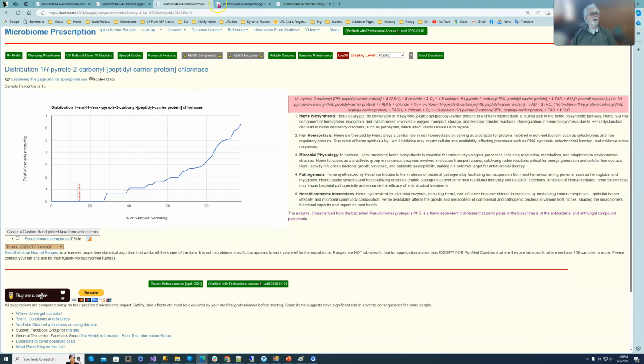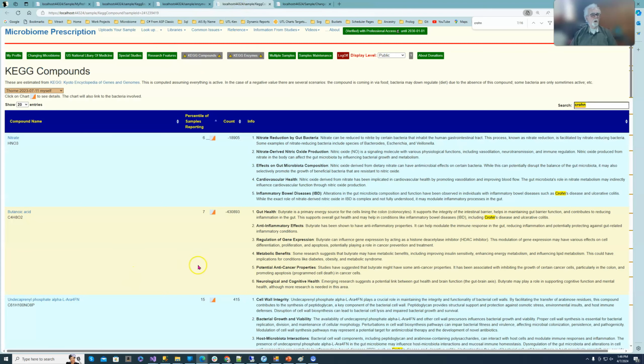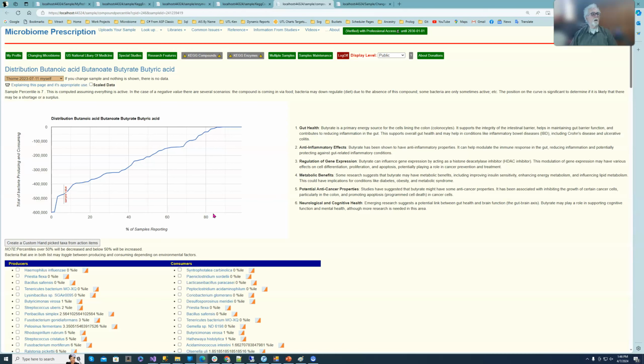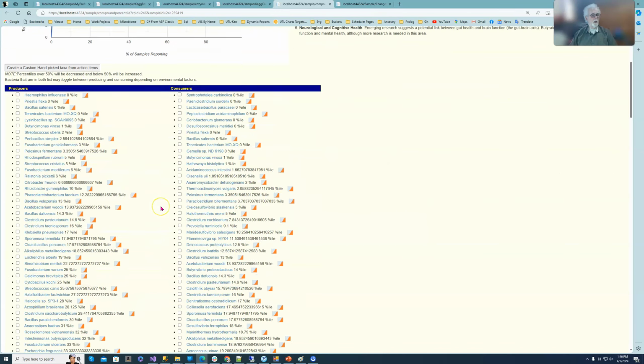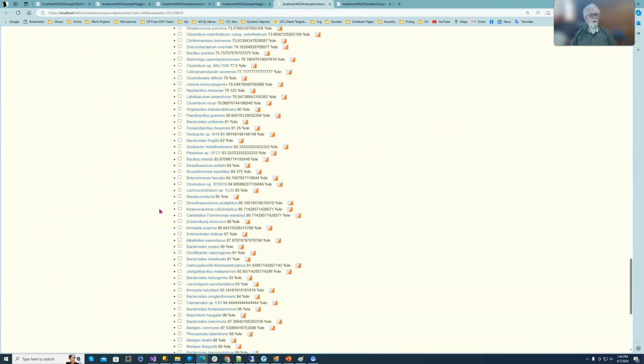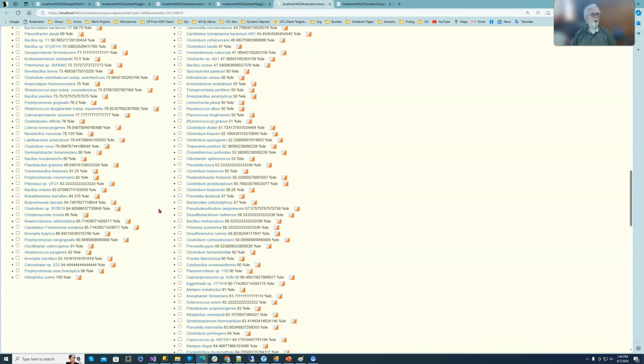Actually, I think I probably clicked the wrong one. This is the one I should have clicked. Butyrate answer, we have low there. If you scale the data, again, we see the flat part below there, and now we have a long list of things here.